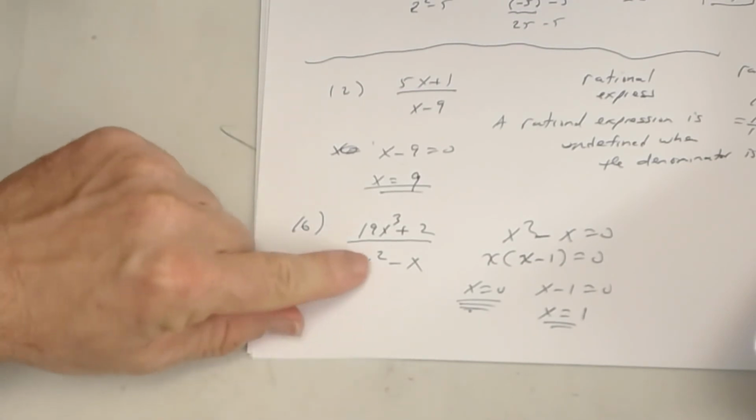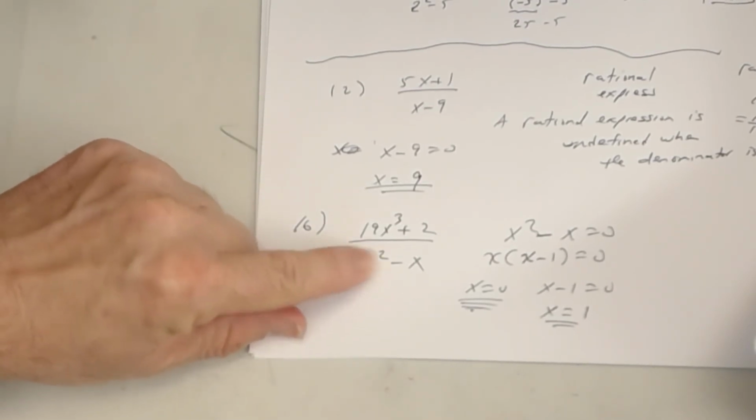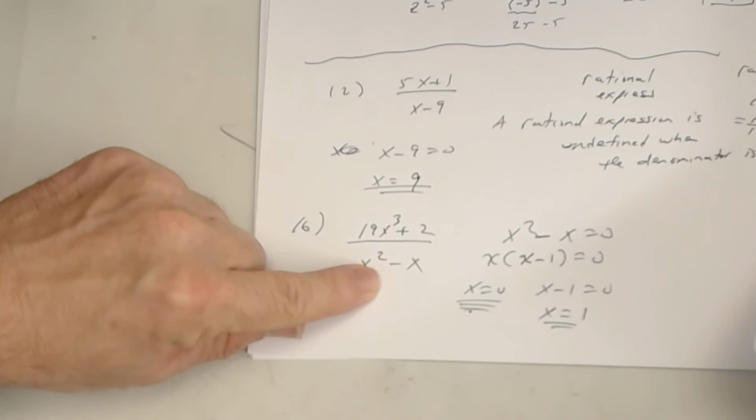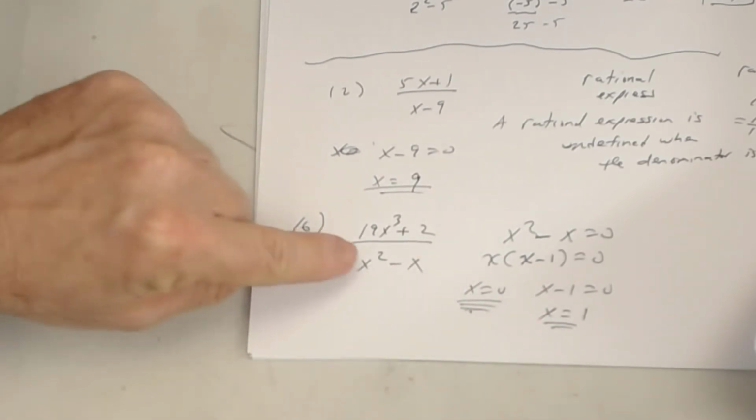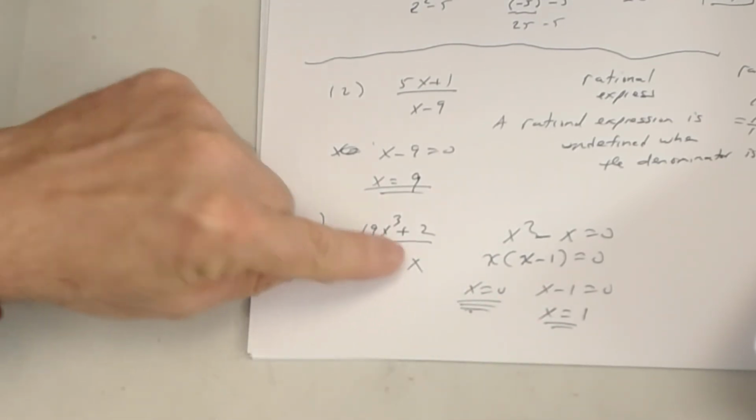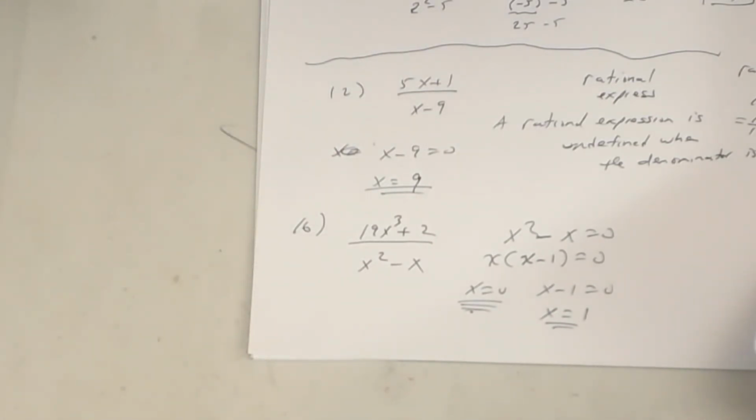When x is 0, what's 0 squared minus 0? What's 0 minus 0? 0. Let's check 1. What's 1 squared, and what's 1 minus 1? 0. Right?